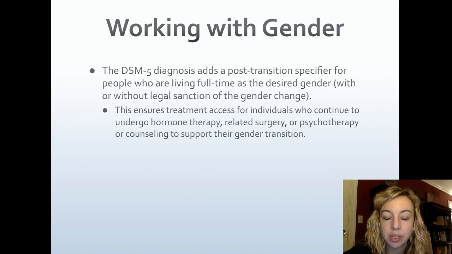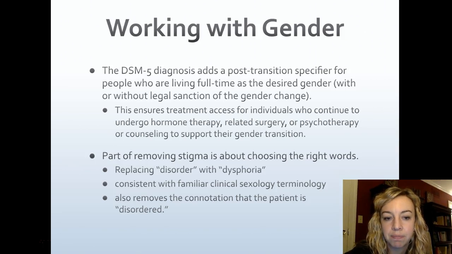This also, the DSM-5 adds a post-transition specifier, which ensures treatment for the folks who have undergone any kind of therapy and transition. This means that they can continue to receive services even when the dysphoria may decrease, because they still then have access to treatment and support services.